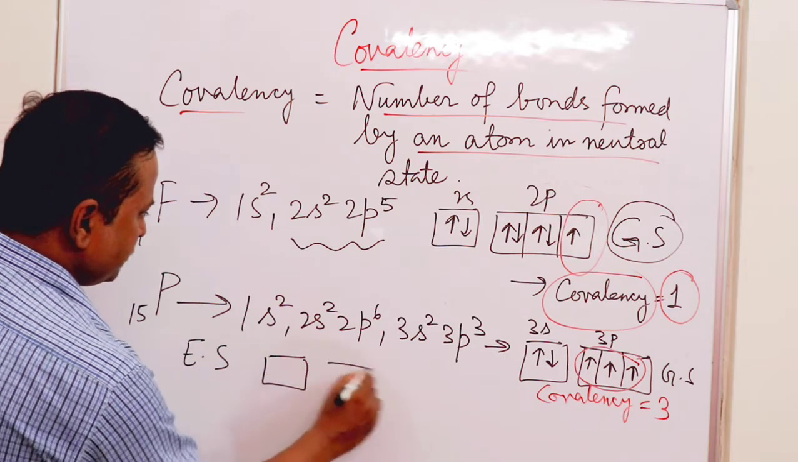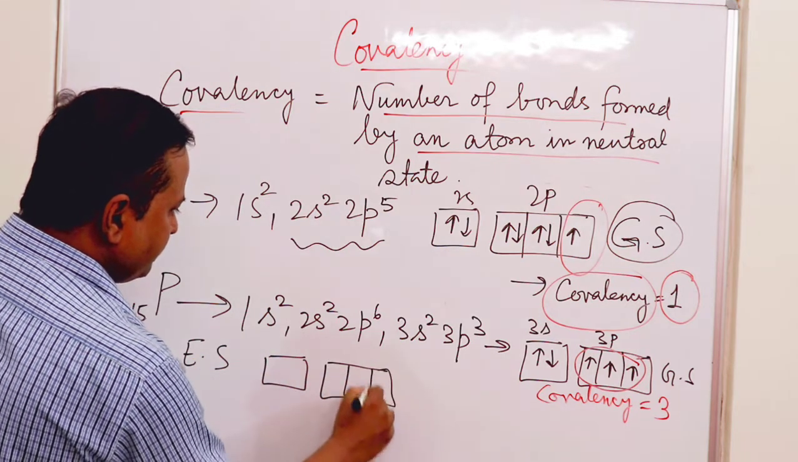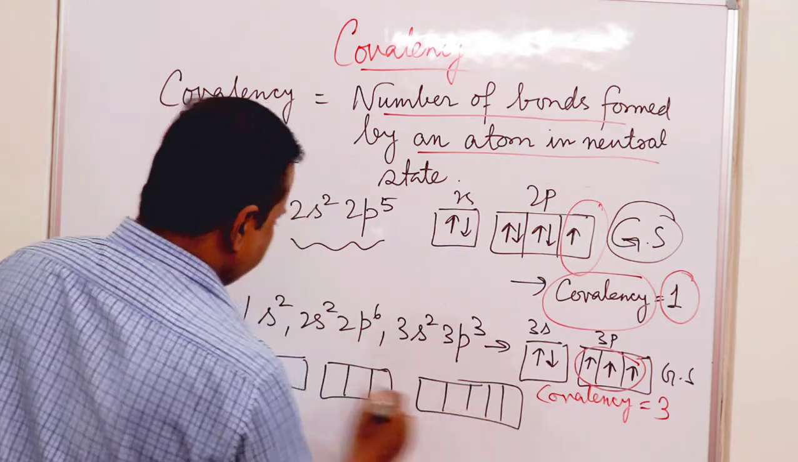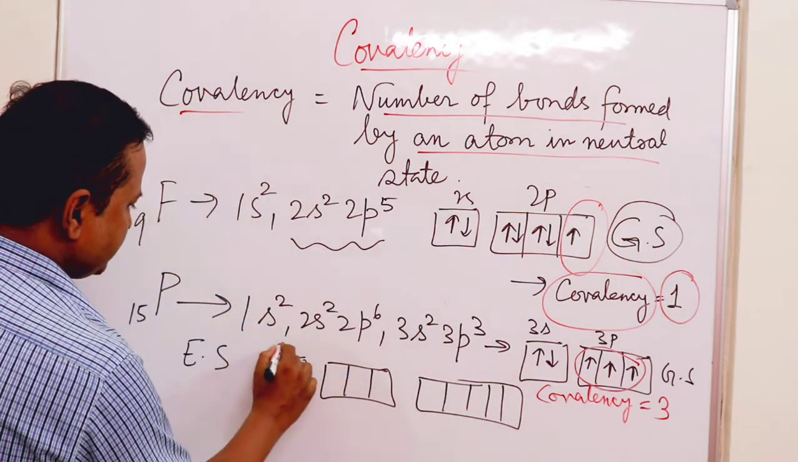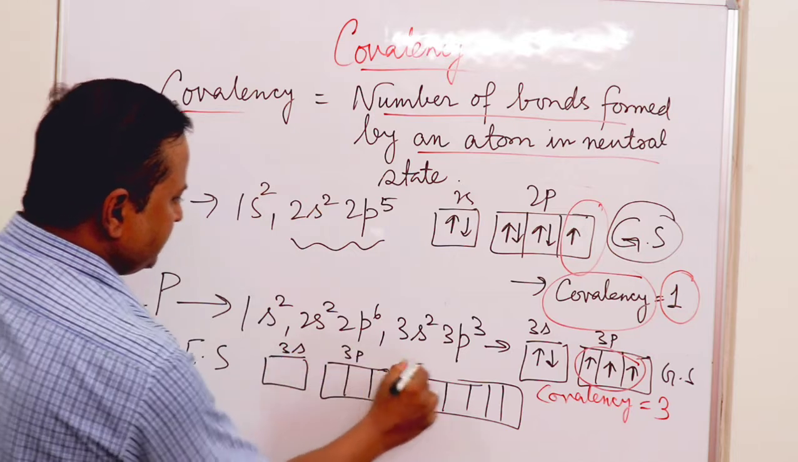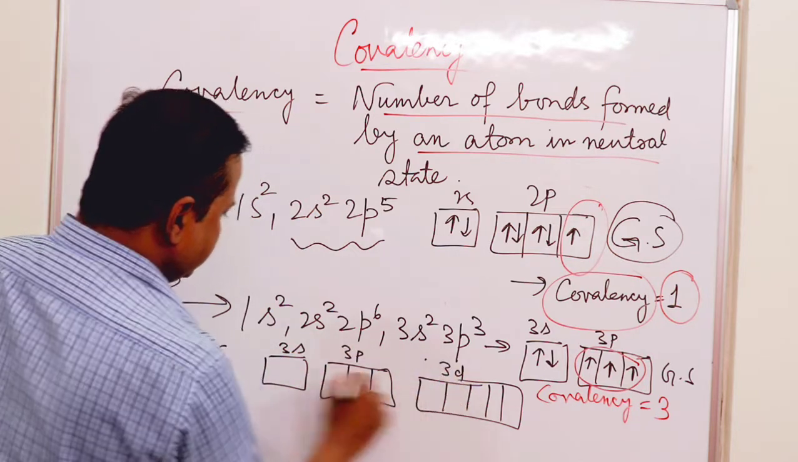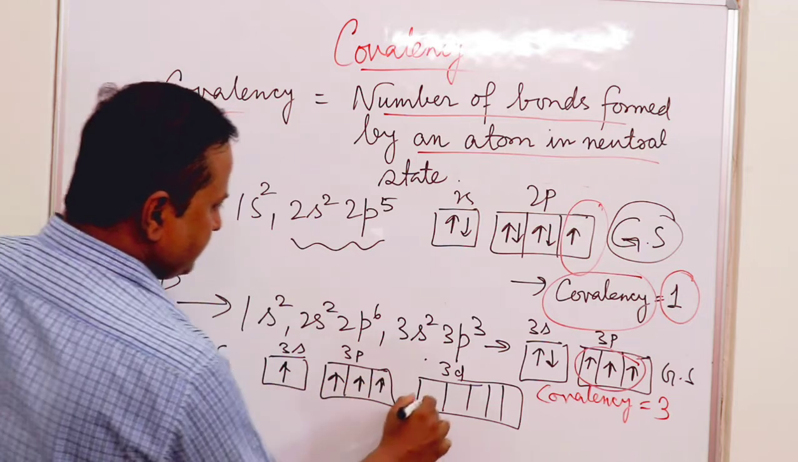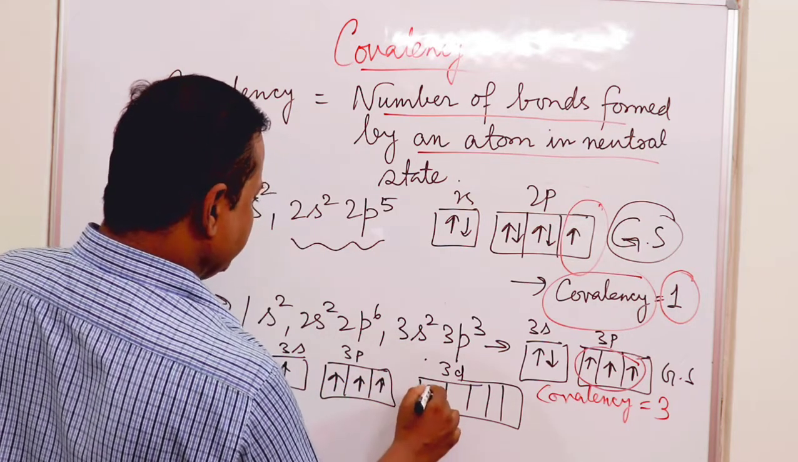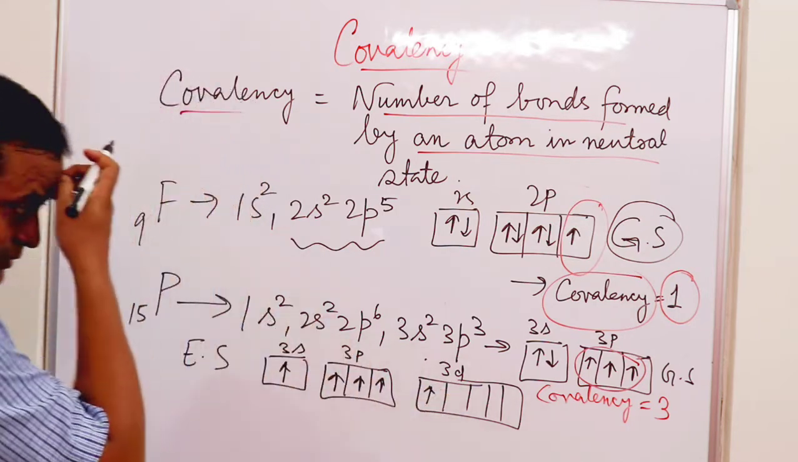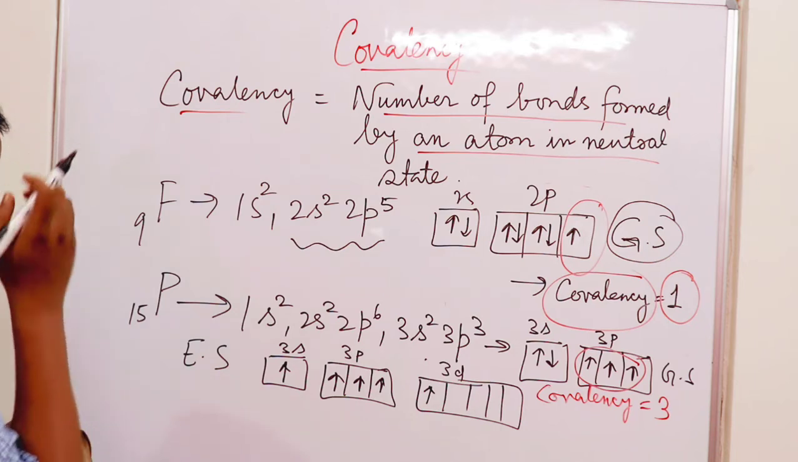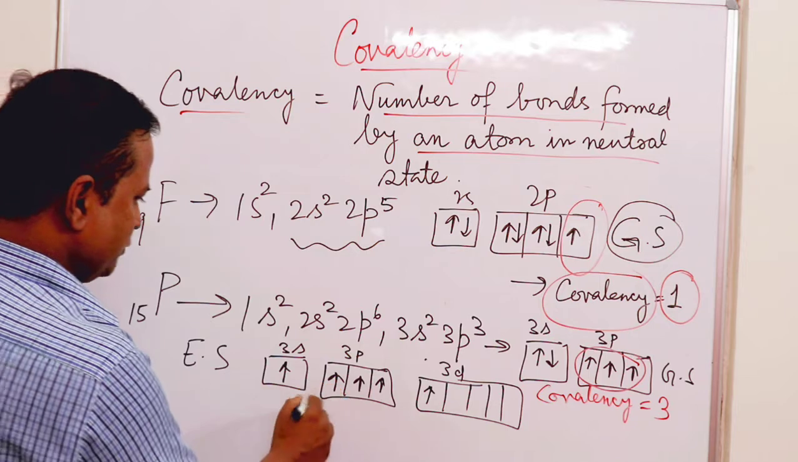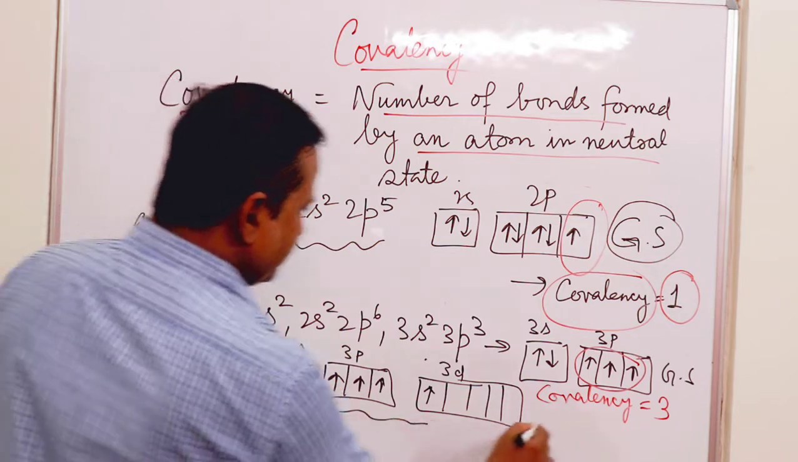These electrons from 3s, 3p, 3d, this can move here also. So from this we see that its covalency is now 4.